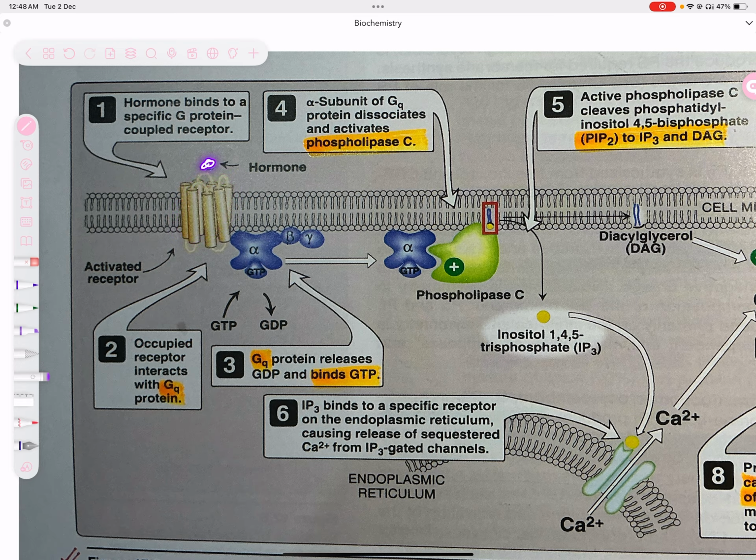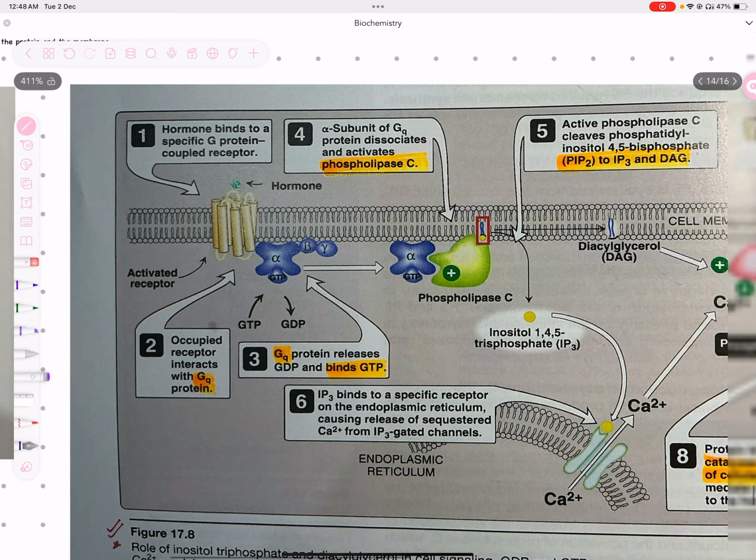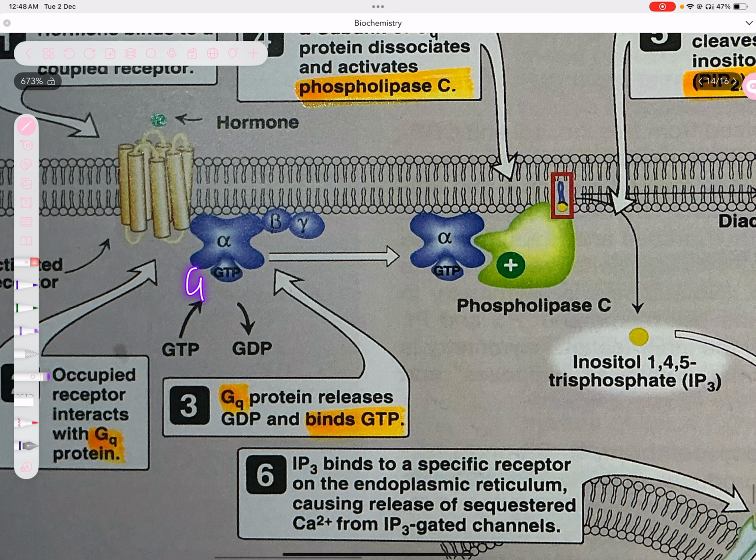Now outside, a hormone comes and binds here, and because of this hormone binding, there are some conformational changes here. Initially GDP was residing here, but because of hormone binding and conformational changes, that GDP dissociates and GTP comes and binds here, and it binds with the alpha subunit to be precise.